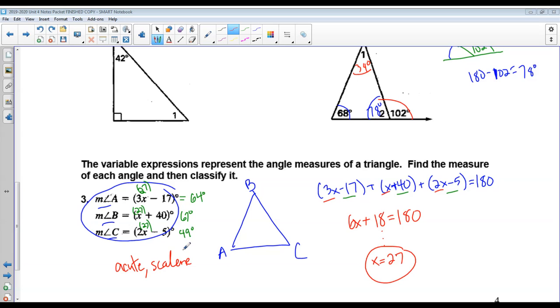All right, so we'll be using these triangles a lot this year. In pretty much all of our upcoming units, we're going to be using this knowledge that the angles add up to 180 to help us.